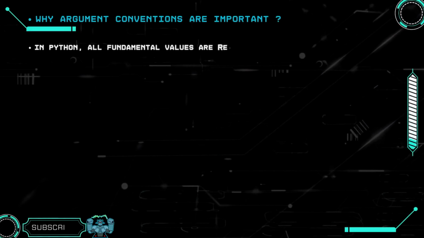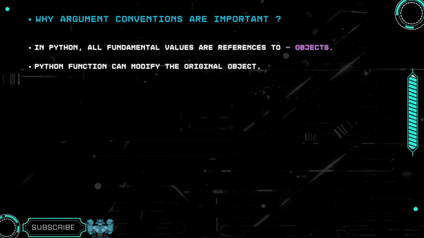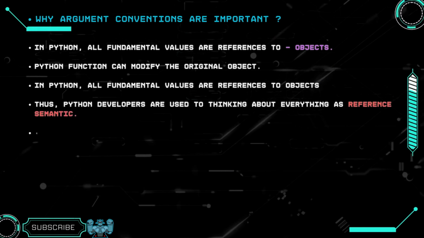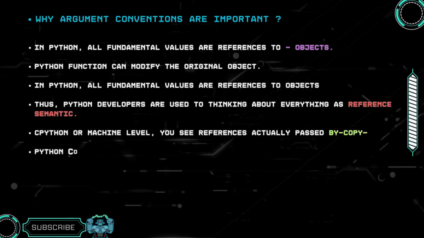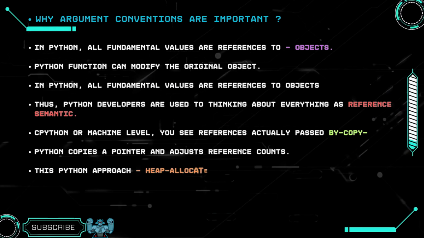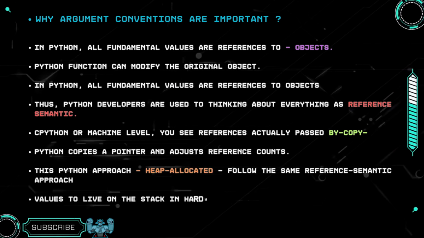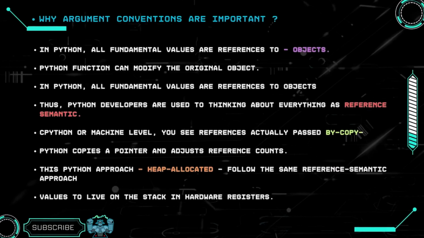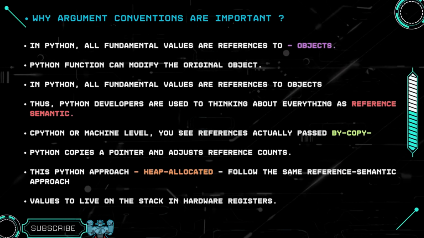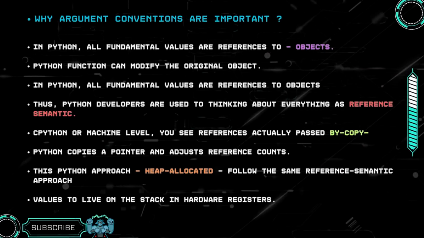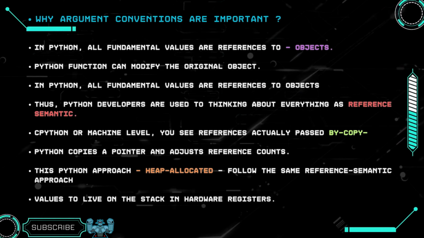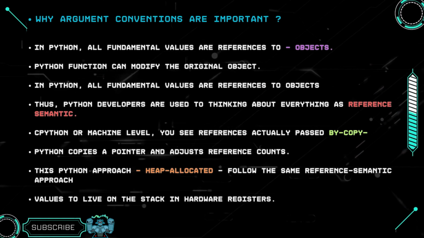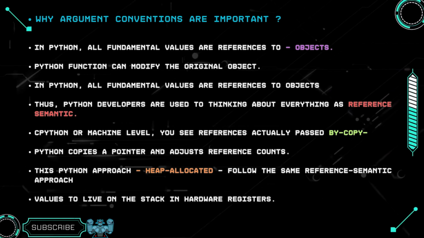Why are argument conventions important? In Python, all fundamental values are references to objects, and a Python function can modify the original object. Thus, Python developers are used to thinking about everything as reference semantics. At the machine level, you see references are actually passed by copy: Python copies a pointer and adjusts reference counts. This approach, heap allocated, follows the same reference semantic approach, whereas Mojo values live on the stack in hardware registers.